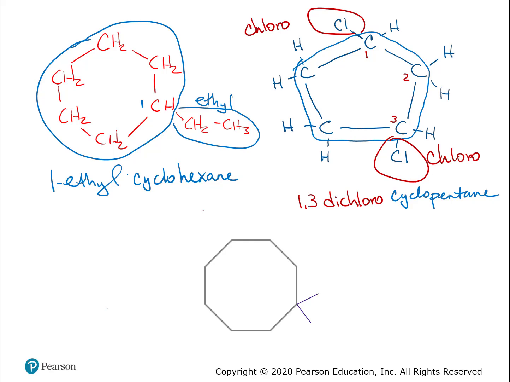Even if you started your numbering here, you're always going to start where there's a non-hydrogen group. But if I counted back this direction, do you see it's the exact same? So it'd be 1, 3. Either direction, it still would be 1, 3.